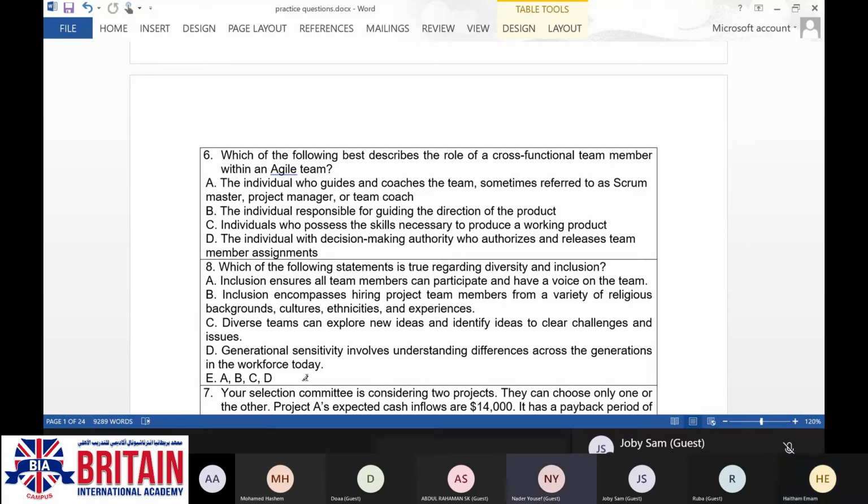This is the last one, generational sensitivity. Where is the answer? Answer number E; A, B, C, D. I did not see it. I did not notice it. Okay, let me tell you one thing.